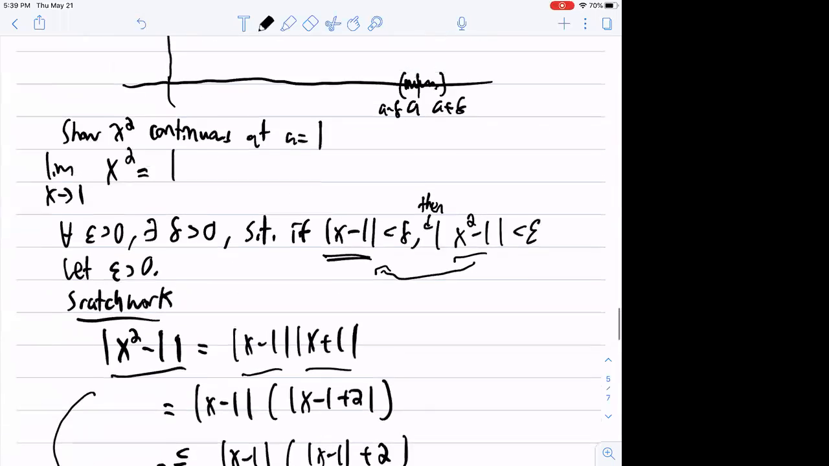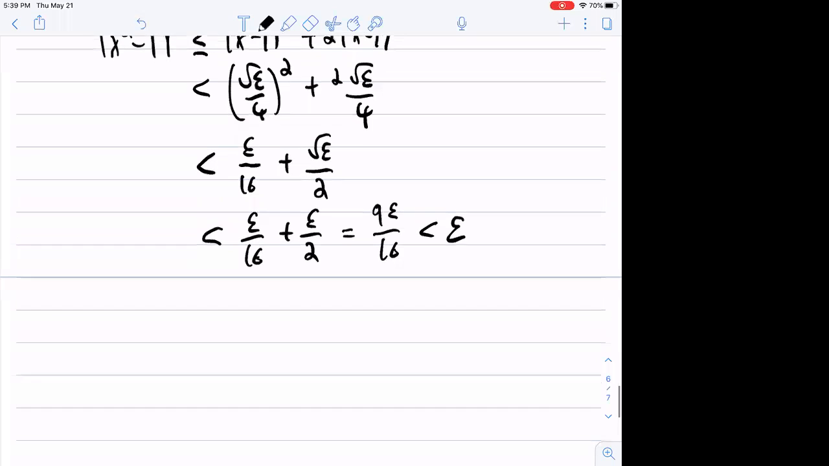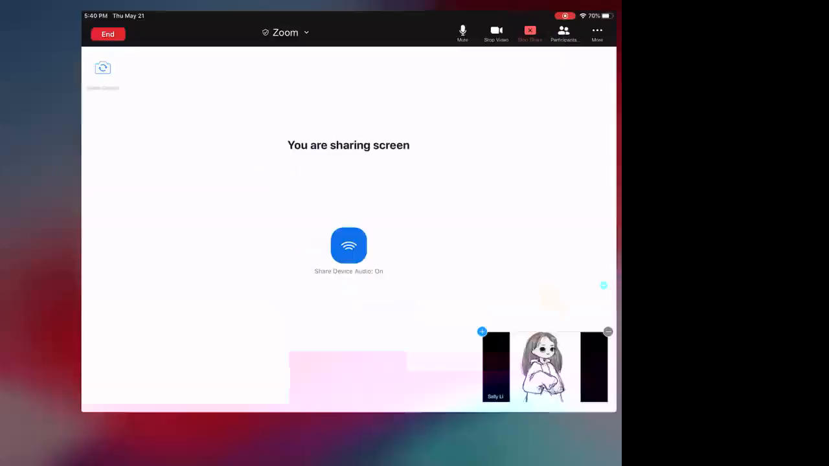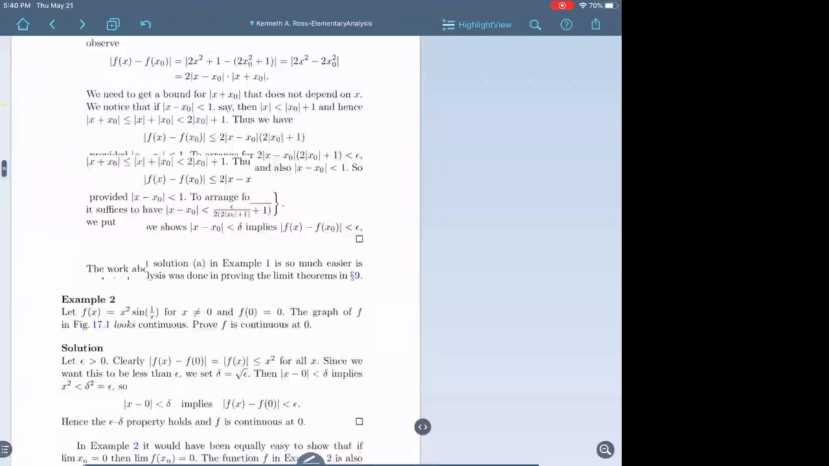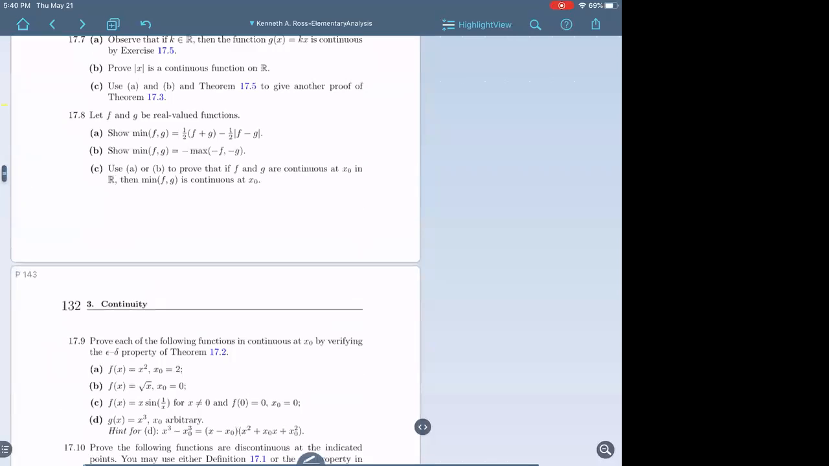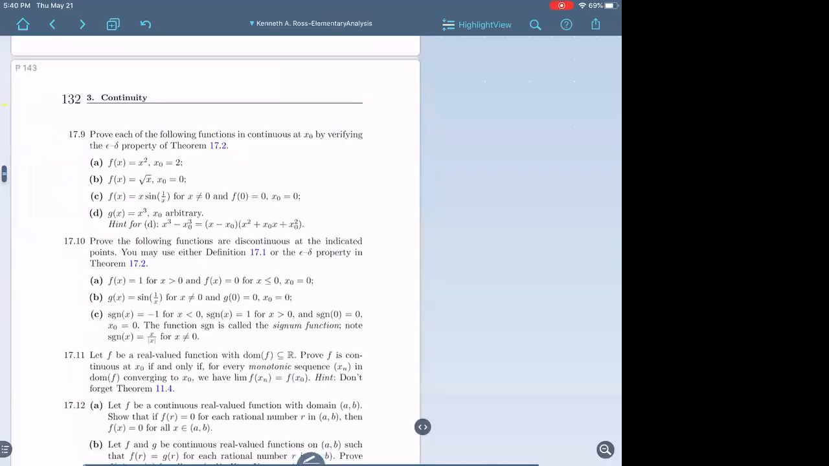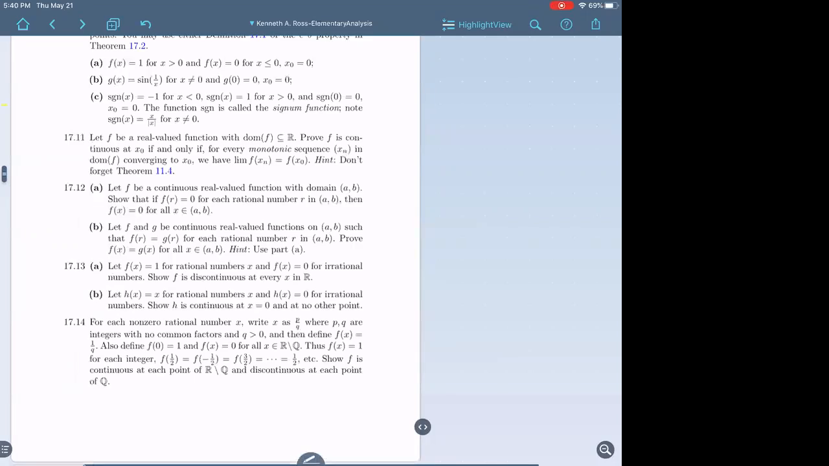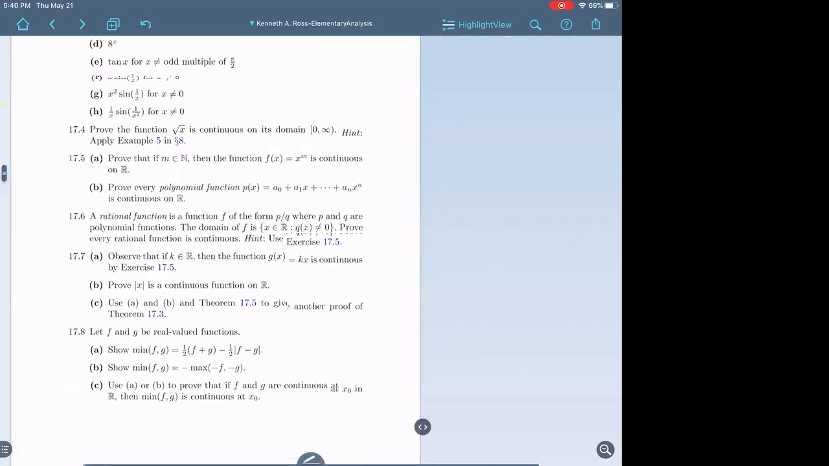So you've proven x squared is continuous at 1. Is everyone clear on this? Hopefully. They make it very complicated, but basically all you're doing is doing a lot of bounds. I'll go over these proof-based ones next time.